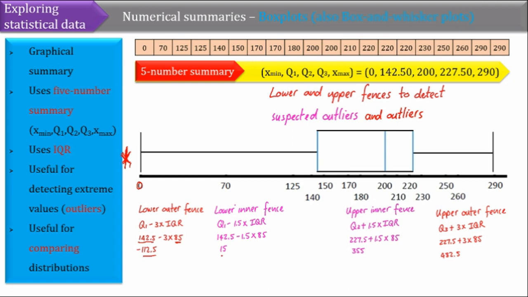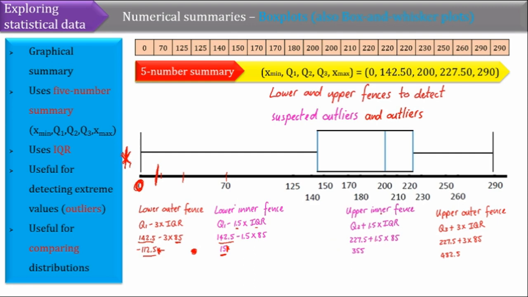The lower inner fence is sitting at 15. It's Q1, which is 142.5, minus 1.5 times the interquartile range. Now 15, if that's 70, then about 35 will be over there. So that means 17.5, and let's say 15 will be over there. 0 is the smallest value in my data set. 0 is actually between these two values. So 0 is sitting over there. So that means that 0 is a suspected outlier. In other words, it doesn't really conform to the rest of the data.